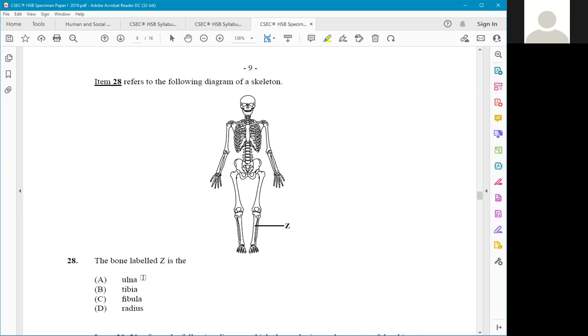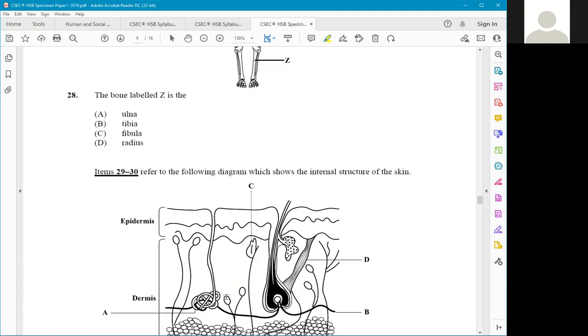So, ulna? No, the ulna is in the arm. The tibia is the thick one. The tibia is thick. The fibula is flimsy. So C is the correct answer, and the radius is in the arm. Wait, no. Did they ask for the one in front? The tibia is the correct answer. The fibula is the flimsy one behind. It's not on that, it's on the tibia. Good.